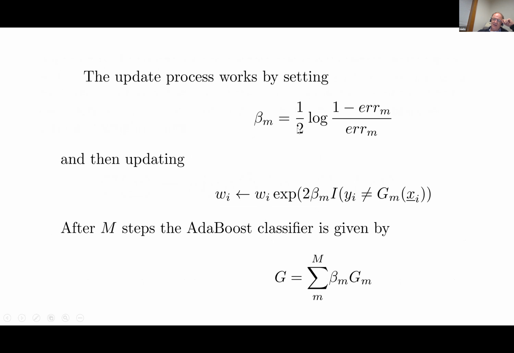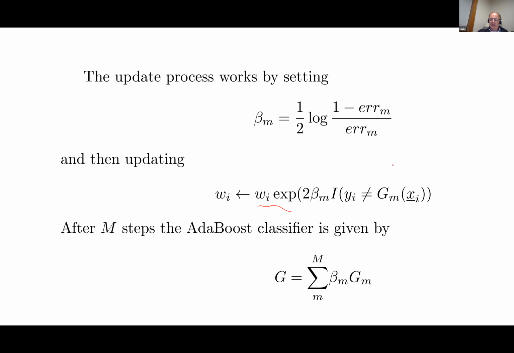We take the log of this and multiply it by 1/2, and then the update is given by: the new weight is the old weight multiplied by the exponential of 2 beta m times the indicator, which is 1 if the G_m misclassifies the point, and 0 if it correctly classifies it. So you can see if it correctly classifies it, then this is 0, and that means that, in fact, the new w_i is the same as the old one.